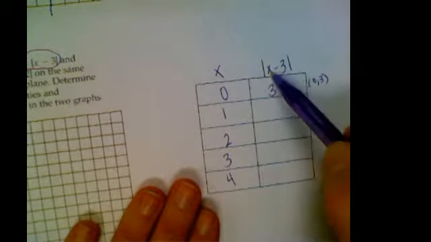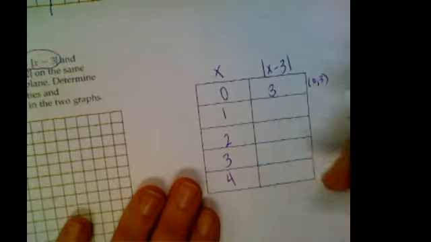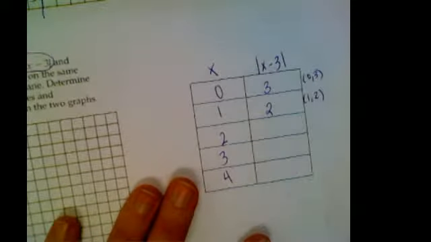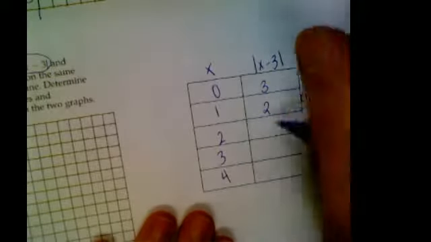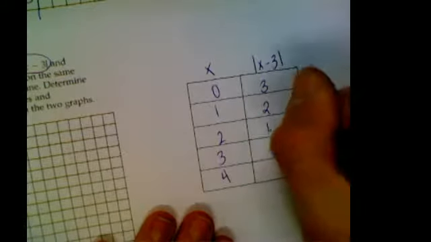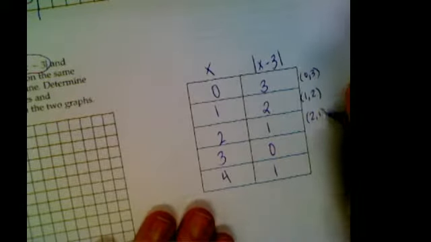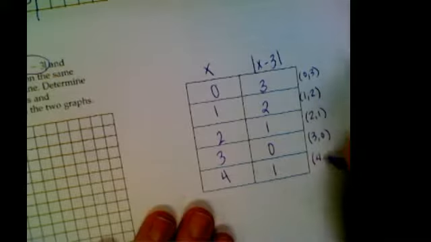If I do 1 minus 3, I get -2, and the absolute value of -2 is 2. So that gives me the ordered pair 1, 2. And if I keep doing this process, I should get 1, 0, and 1. So ordered pair 2, 1, ordered pair 3, 0, ordered pair 4, 1.